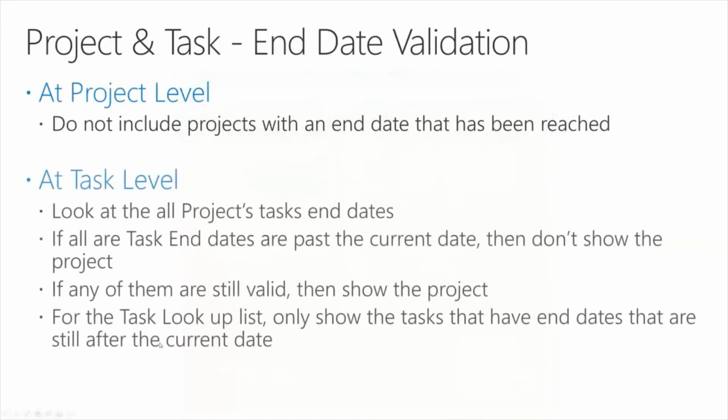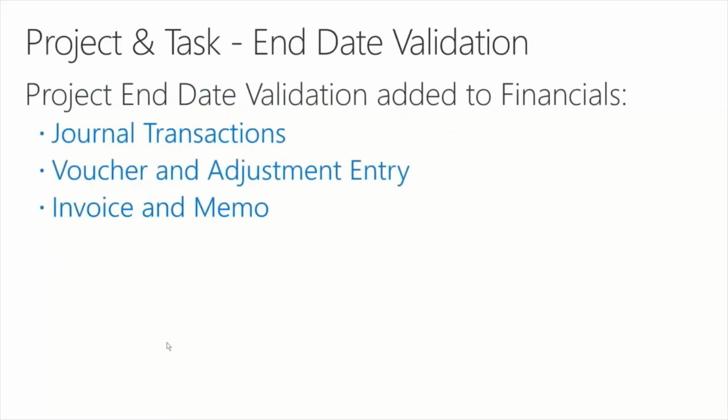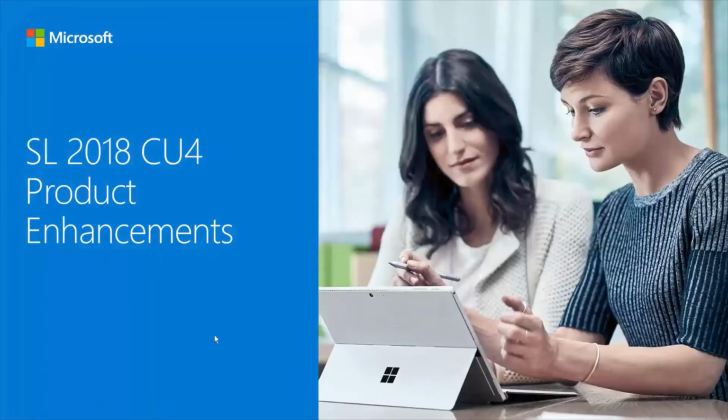So what it means, same thing as before. If it's at a project level, it'll turn off the project. If it's at a task level, certain tasks will start to disappear. But where does this impact? So we basically took the three most popular screens on each of those modules: the journal transaction screen, the voucher adjustment entry screen, and the invoice and memo screens. When they get past those dates, if you turn those checkboxes on, those projects or those tasks will no longer start showing up past that date. So again, hopefully you're seeing the common theme here. We're building and building on top.